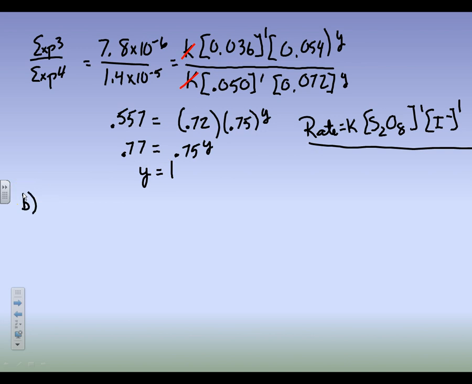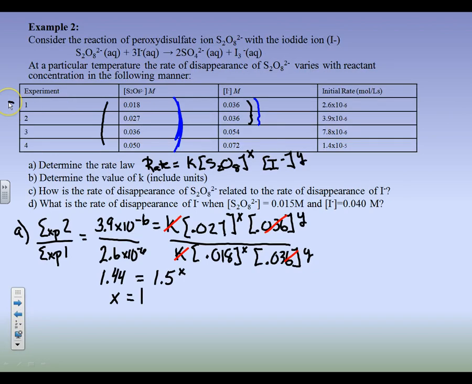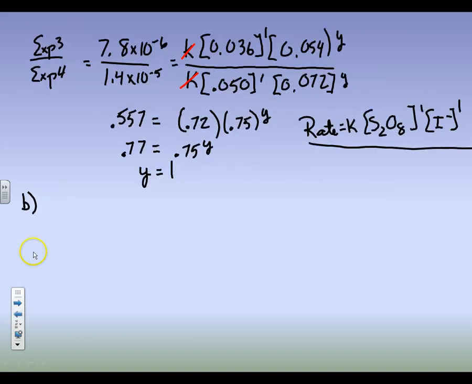Letter B. Now we've got to determine the value of k, including units. Here you're just going to pick any one of these experiments. It doesn't really matter. I am just going to pick the first one. Once you've got your rate law, all you have to do is plug and chug. So let's plug in the data for the first experiment. I'm going to figure out what k is. Use the concentrations. I've got my exponents.